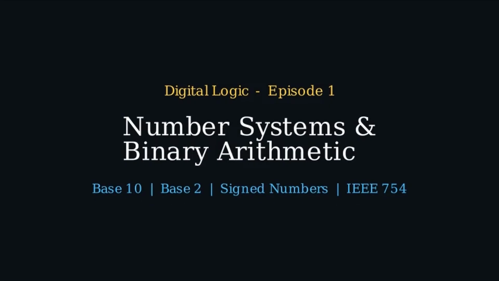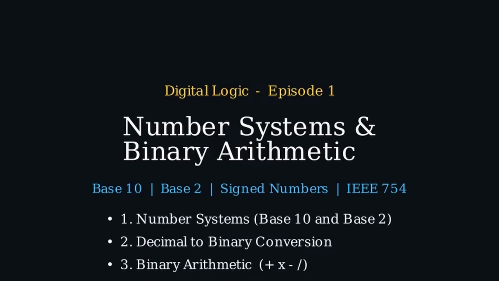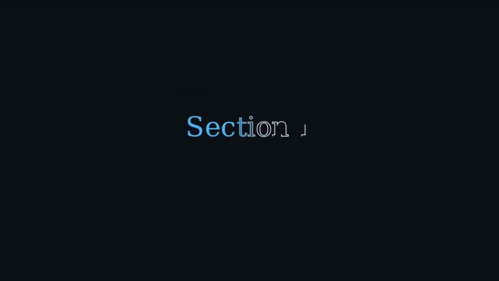In this video, we're going to go over number systems. How do we go from base 10, which is our normal decimal system, to binary, which is a base 2 system? We're going to go over how to add, subtract, multiply, and divide these numbers, as well as move to signed numbers, and IEEE 754, which is single precision floating point numbers. So, how do machines think? Well, let's start with our number system.